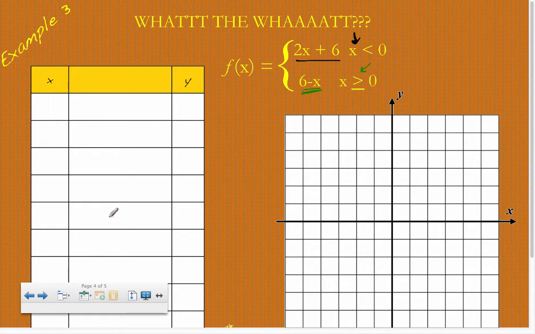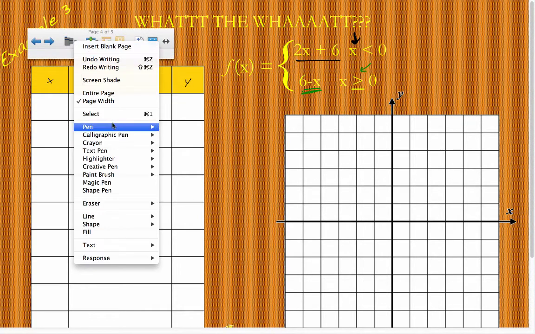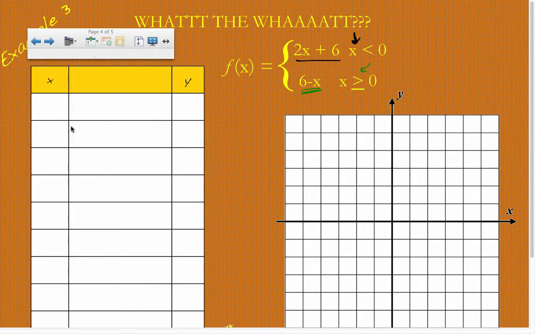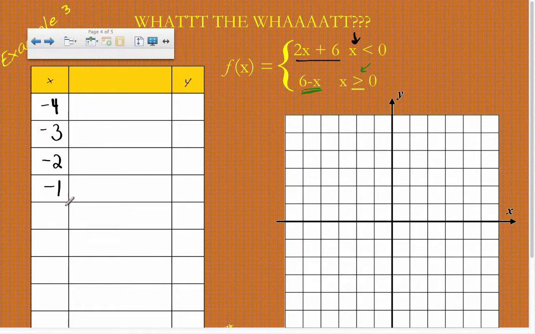So we're going to come over here and we're going to create a table. And we're going to start with the numbers. Let's start with -4. And let's go all the way, but wait a second. If we're inputting an x value that's greater than or equal to 0, we have to use the other piece. So I'm going to change my pen to green because 0 is greater than or equal to 0, and the colors here signify that these x values are associated with which piece of the function.